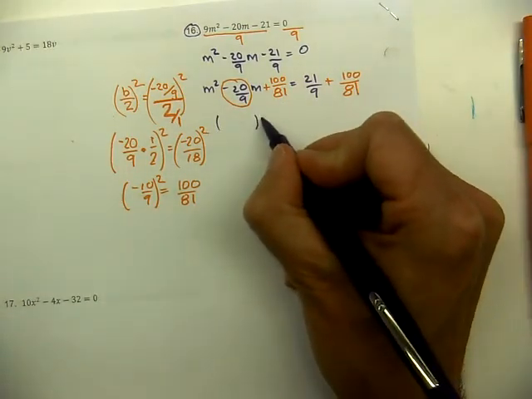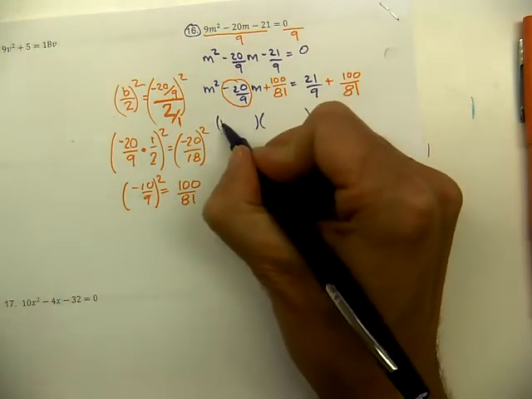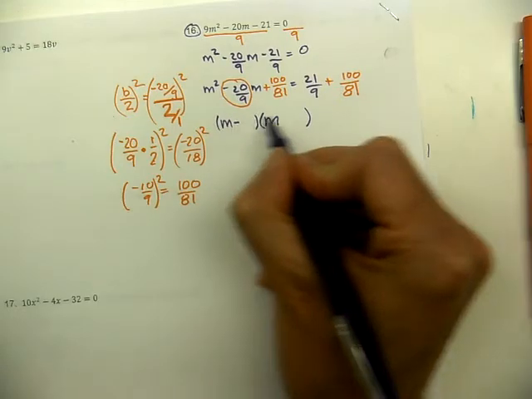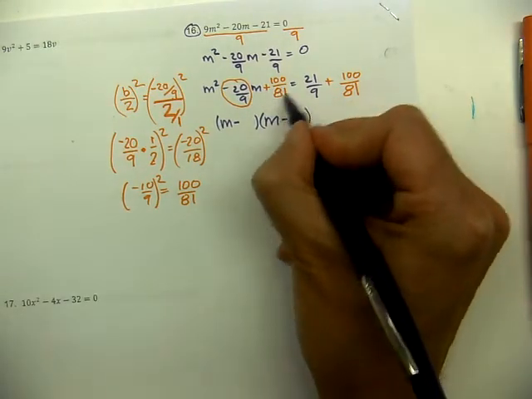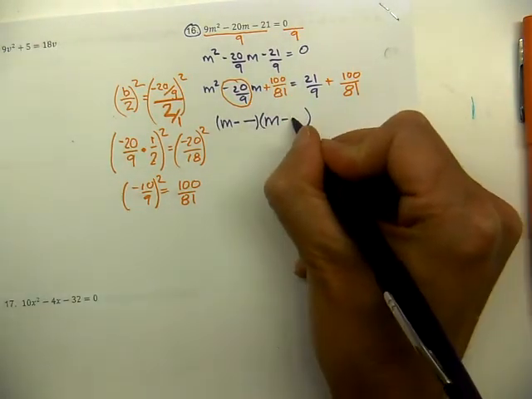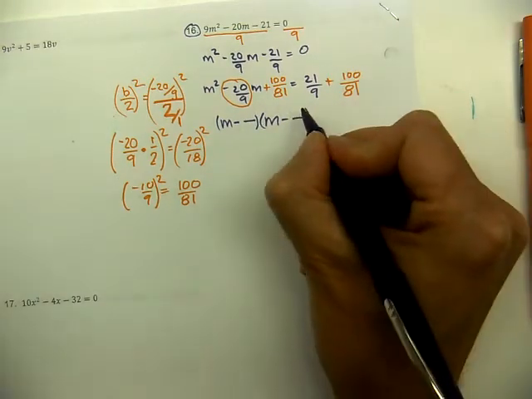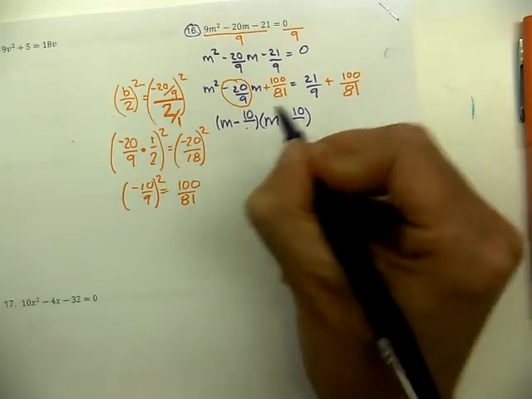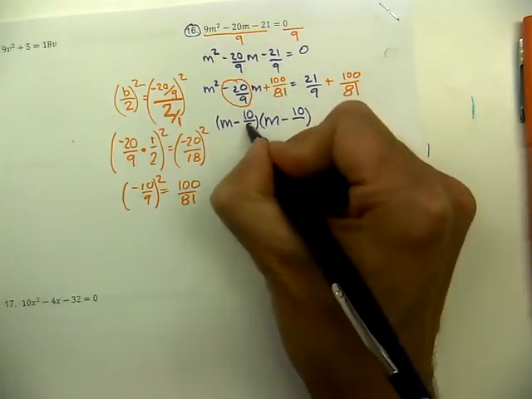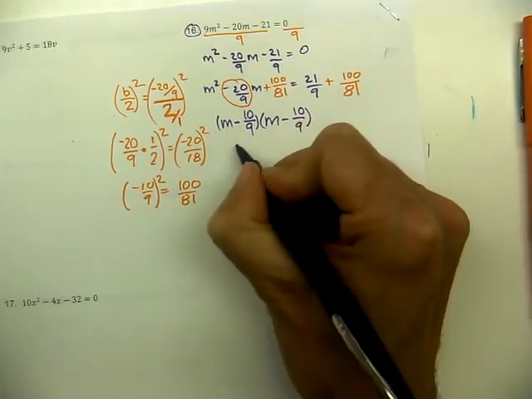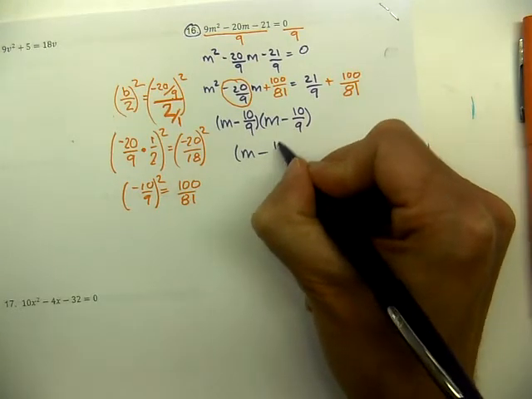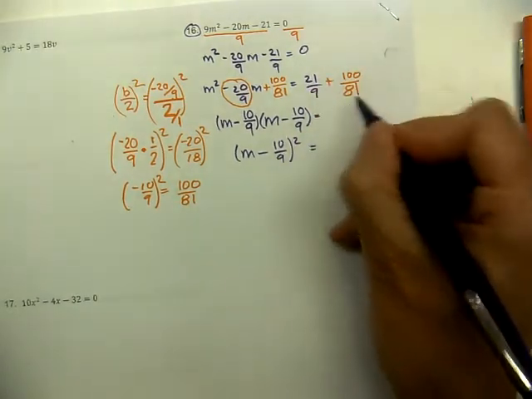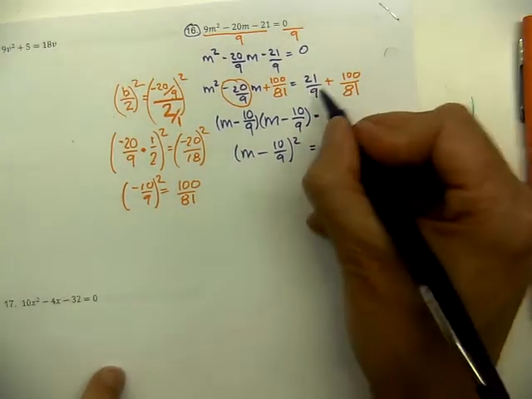So again, you should have identical binomials, starting off with m. The middle term is negative, so we need a negative sign here as well. The constant term is a fraction, so I need a fraction here. And now we think, what numerator times what numerator gives me the 100? So 10 times 10. What denominator times what denominator gives me the 81? 9 and 9. So those are identical, so you can see we will rewrite that as m minus 10 ninths quantity squared.